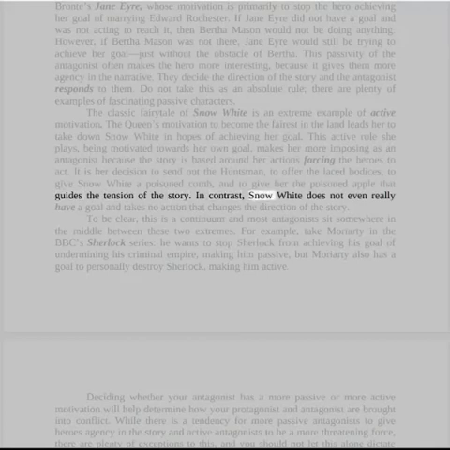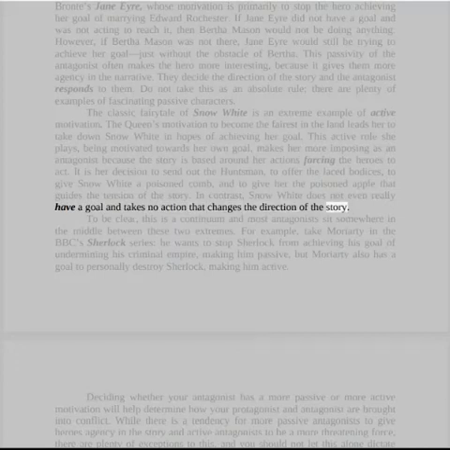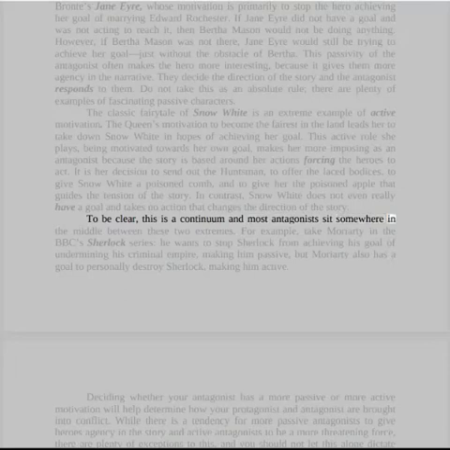In contrast, Snow White does not even really have a goal, and takes no action that changes the direction of the story. To be clear, this is a continuum, and most antagonists sit somewhere in the middle between these two extremes. For example, take Moriarty in the BBC's Sherlock series.